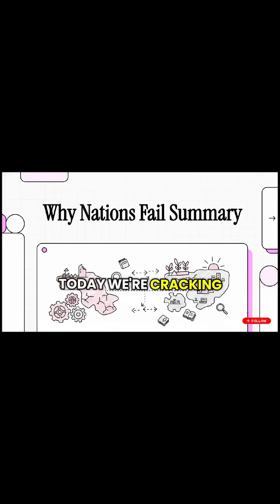Today, we're cracking open one of the most fascinating and frankly most important puzzles of our modern world. We're going to do a deep dive book summary of a truly groundbreaking piece of work, Why Nations Fail, by Daron Acemoglu and James A. Robinson. If you're the kind of focused learner who loves getting under the hood to understand the deep hidden forces that shape global wealth and power, well, you are in the exact right place. We're going to extract the core lessons from this book to understand the actual mechanics of prosperity.